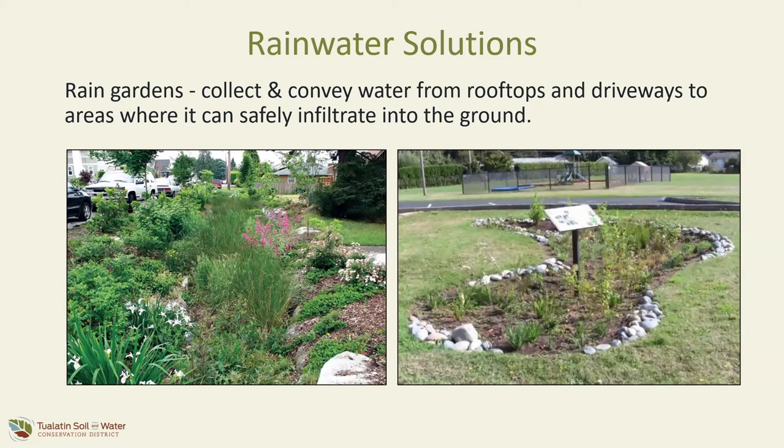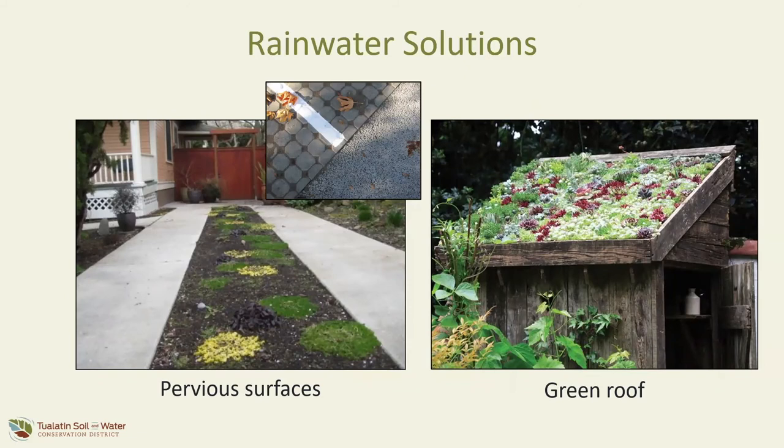We've got a couple more examples. On the left, you see a few examples of pervious surfaces. So wherever possible on the property, it's a good idea to pull up impervious surfaces like concrete pathways and driveways, and replace them with surfaces that water can soak through. And we mentioned this when we were talking about mulch just a couple slides ago. But here's a few more options. The inset picture shows a type of paver called a pervious paver. So this is a great option for spaces where you still want a hard surface like a driveway, but it allows the water to soak through in between those different pavers.